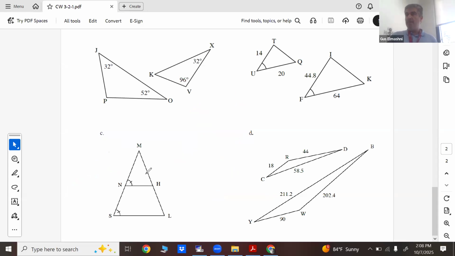Small to small, medium to medium, big to big. Okay. So let's compare 18 and 90.